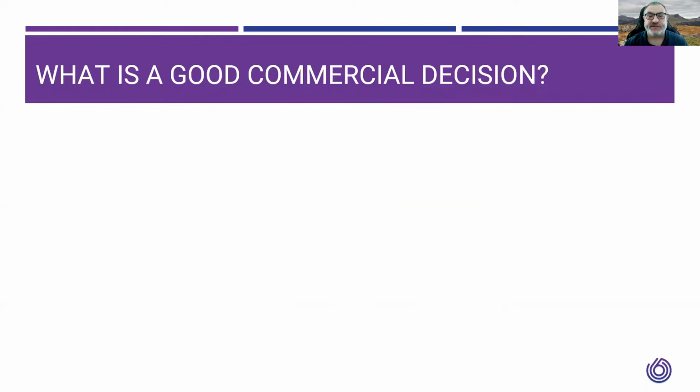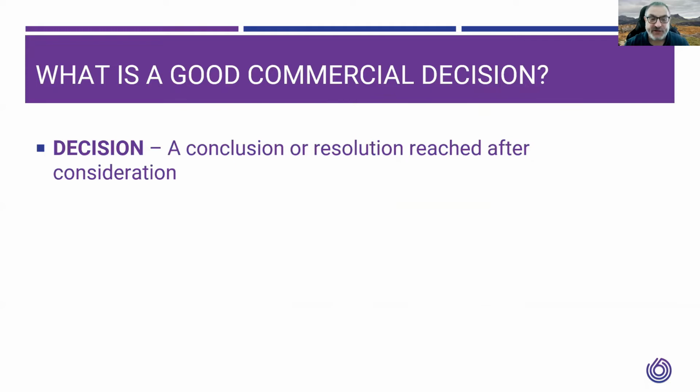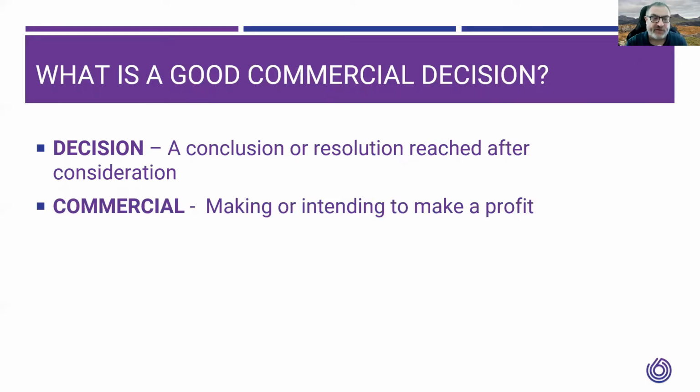But what is a good commercial decision? Let's break down the language of good, commercial and decision here. A decision is a conclusion or a resolution reached after consideration. So there's an implication in there that there is some thinking to be done when we're making a decision. And that thinking, in the context of the commercial domain, has to have a profit element in it, because we make a commercial decision primarily because we're trying to drive commercial outcomes. And whilst profit may not be the direct consequence of the decision, it will always be the indirect or second order outcome that we're looking for.